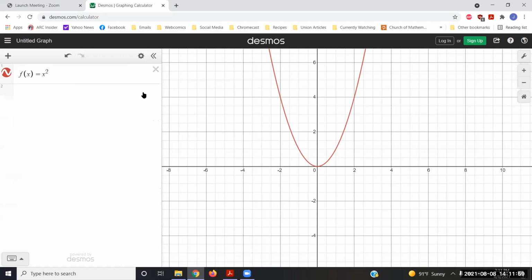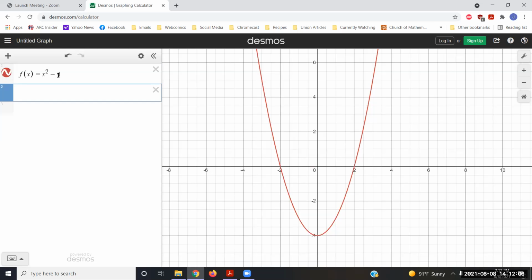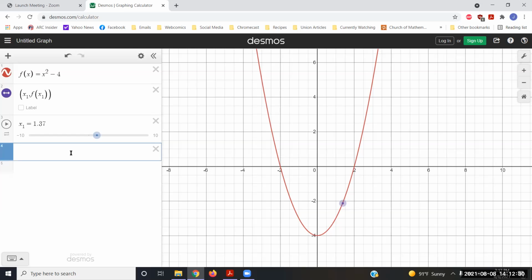And so let's create something very similar. We'll say f of x is equal to x squared minus 4. We will create a point on this graph given by x1 comma f of x1. There we go. We'll create a slider for x1. So now we can move this point wherever we want. We can create the equation of a line going through that point by saying y equals mx plus b, but it might make more sense to use the point slope form. So point slope form would be y minus our y1, which is f of x sub 1, equals m times x minus x sub 1.